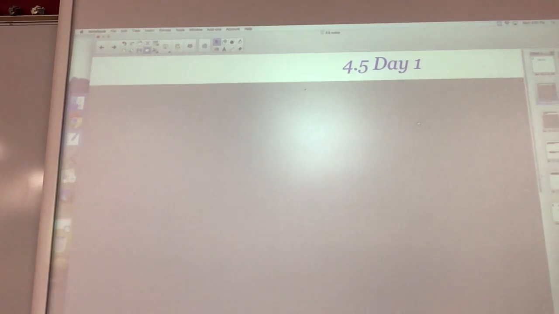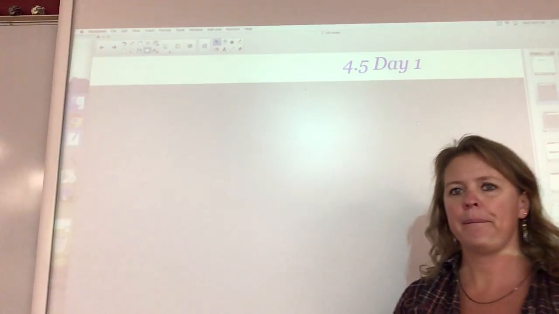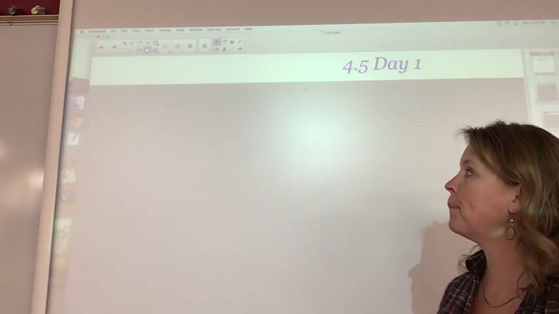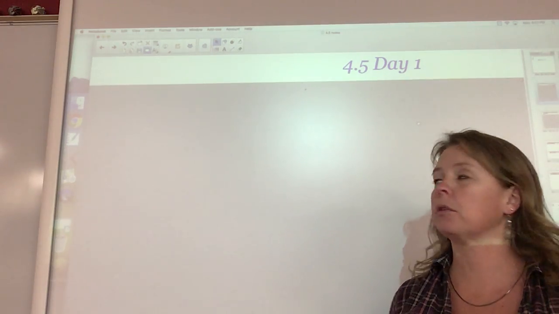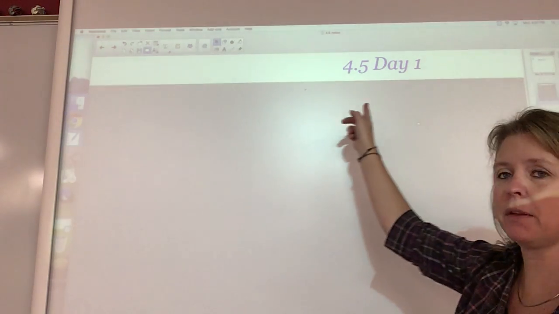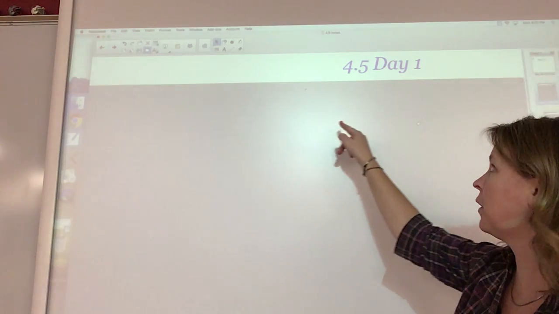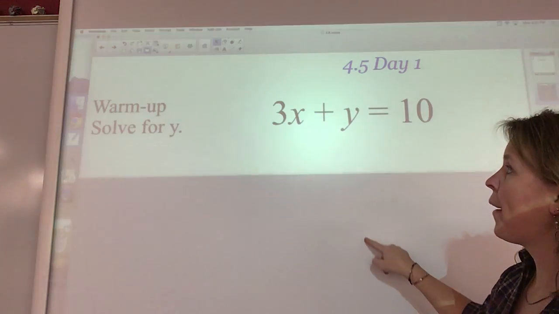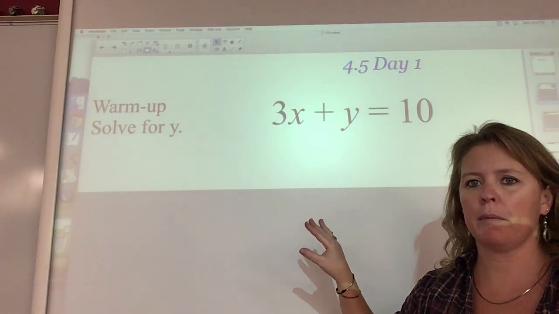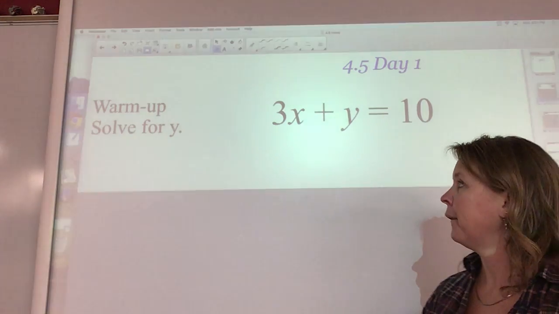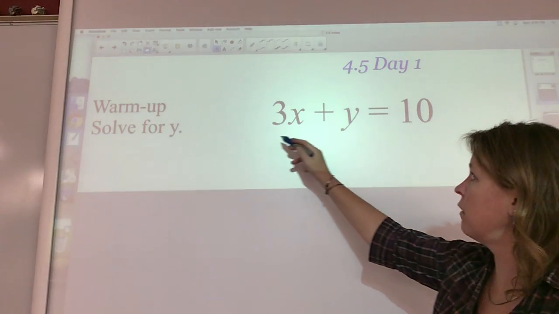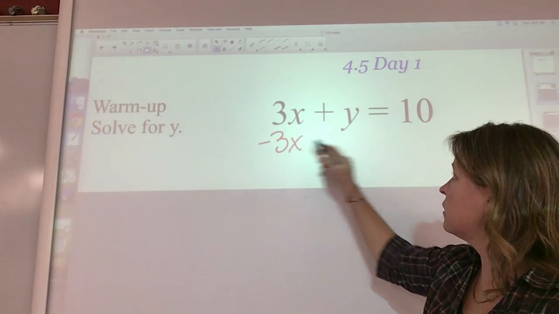Notes 4.5, day 1. If you're following along, you noticed that I skipped 4.3 and 4.4 because they are parts of lines that we're going to save for Algebra 2. I did split this up into 2 days so that it doesn't seem as overwhelming. I am going to do a couple warm-up problems. If you want to put them in your notebook, it would be a very good idea. Just to remind yourself, how do you solve for y in this problem?